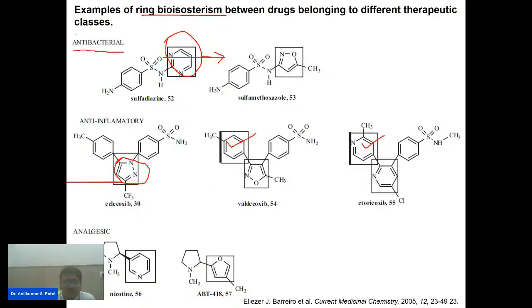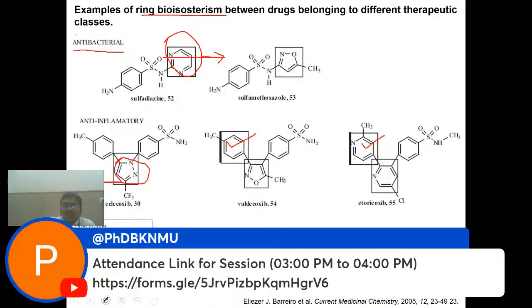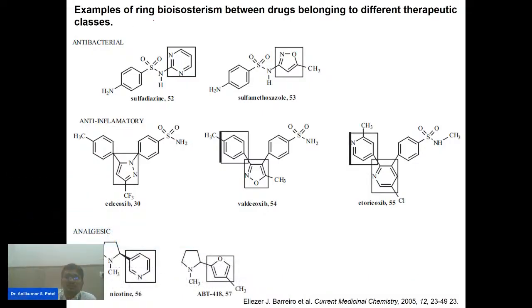Then we can see another example, an analgesic drug. Nicotine has very good analgesic activity, we know that. So this pyridine is replaced by a furan ring system, and that also gives analgesic property. This is published in the journal Current Medicinal Chemistry. So this approach is very useful to design similar molecules with similar biological activity. This is called bioisosterism.